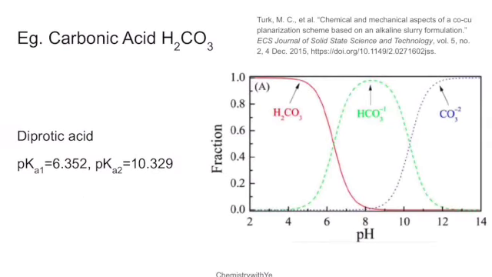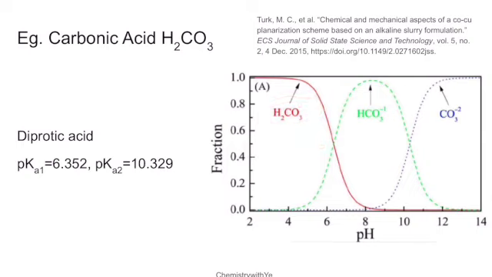So an example here is carbonic acid, which is a diprotic acid with pKa values of 6.3 and 10.3. And the plot to the right is a dissociation plot where the carbonic acid is looked at over a pH of 2 to 14. So when the pH is less than pKa1 here, which is 6.3, the most abundant form is H2CO3 here.